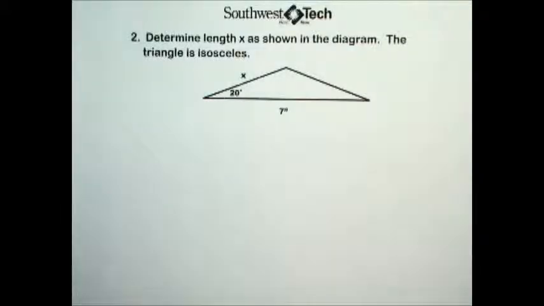Practice set 18, number 2. Determine the length of x as shown in the diagram. The triangle is isosceles.